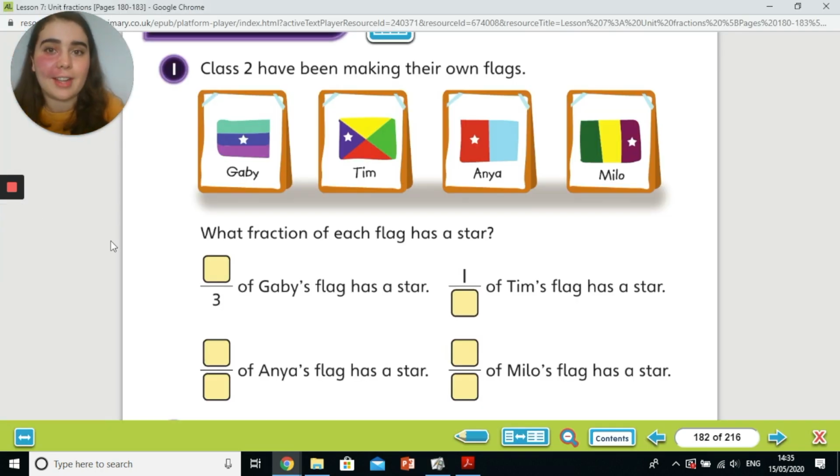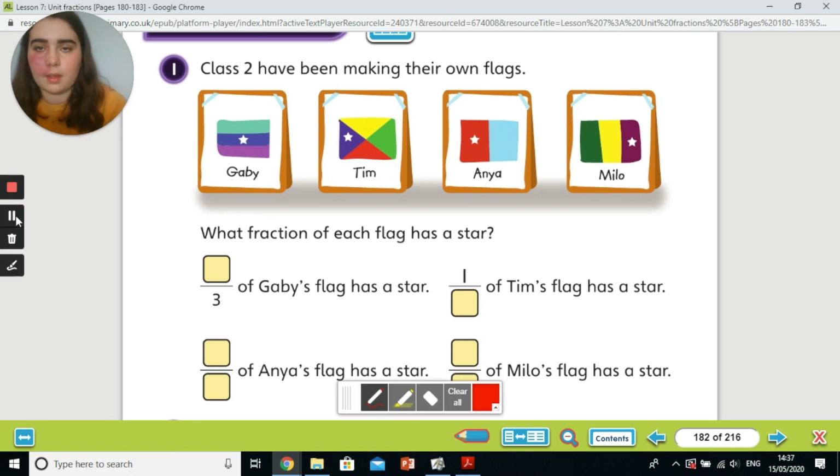Okay, now let's have a look at the first Think Together question. So this question says, Class 2 have been making their own flags. What fraction of each flag has a star? So when we look at Gabby's flag, it's already given us the denominator, so it's already told us that Gabby's flag is split into 3 equal parts.